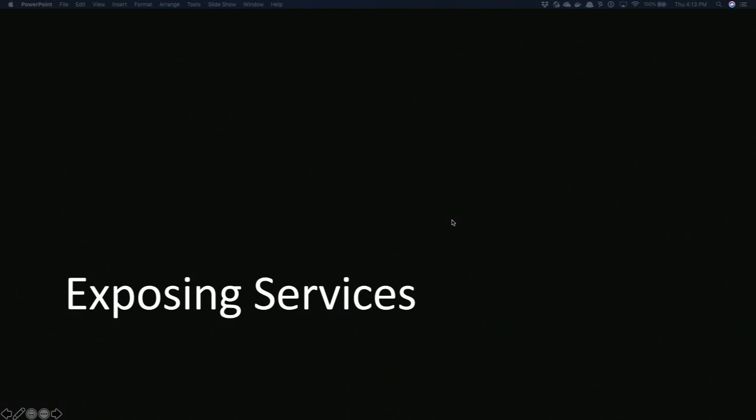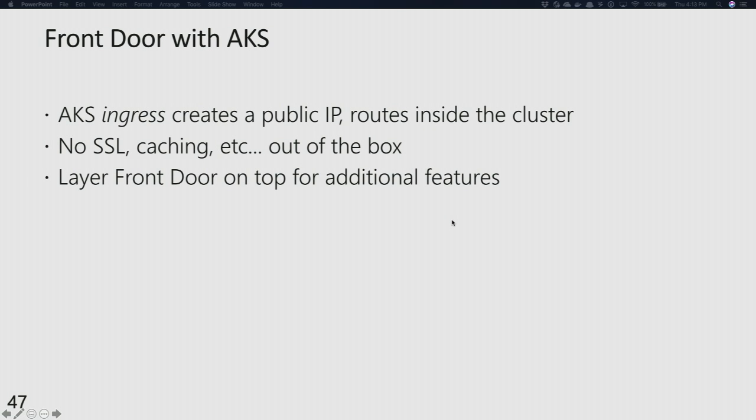Now, exposing services. We talked a little bit about having an ingress into our cluster. So we can create an ingress, or we can create a load balancer, which creates an actual public IP that routes inside the cluster, but we don't get things like SSL termination or caching out of the box. We would have to install things into our cluster and manage more services to accomplish that.